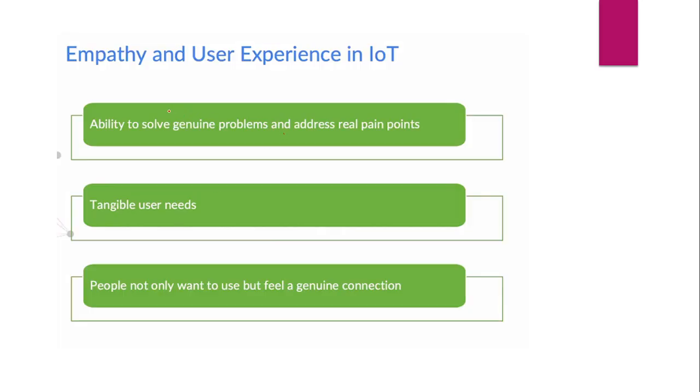Next is empathy and user experiences in IoT. Here there are different steps we are going to follow. Step one, the ability to solve genuine problems and address real pain points. Step two, tangible user needs. And step three, people not only want to use but feel a genuine connection with the devices. For example, you have a mobile phone. You can live without food, but you can't live without a phone. That is a genuine connection with the devices you are designing, so it applies to all things with human emotions.